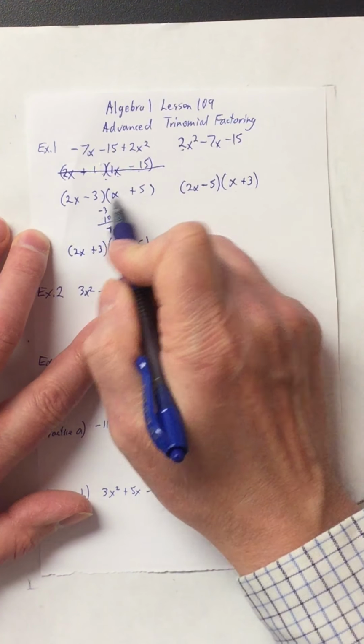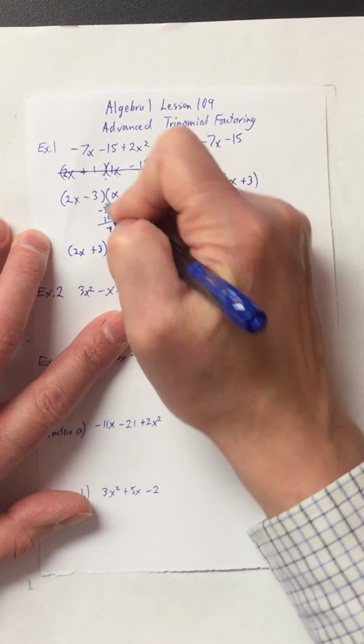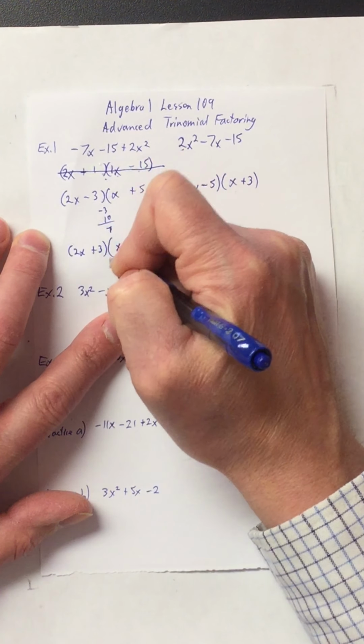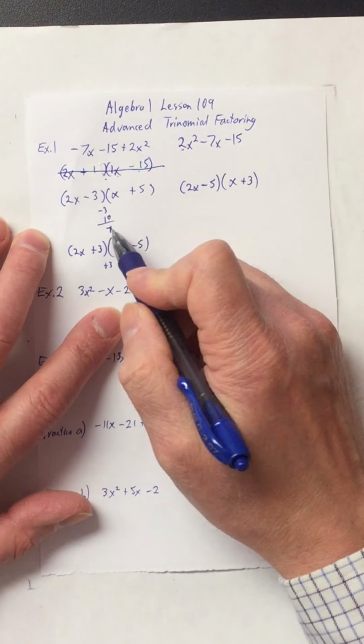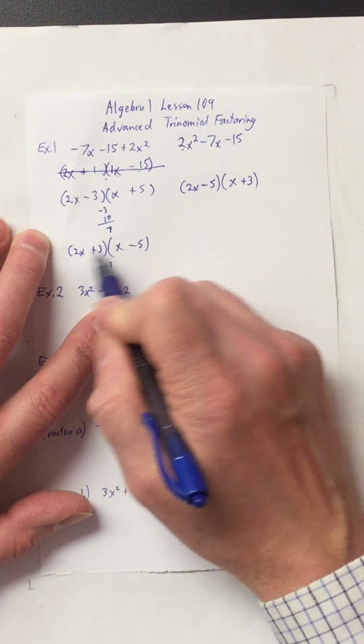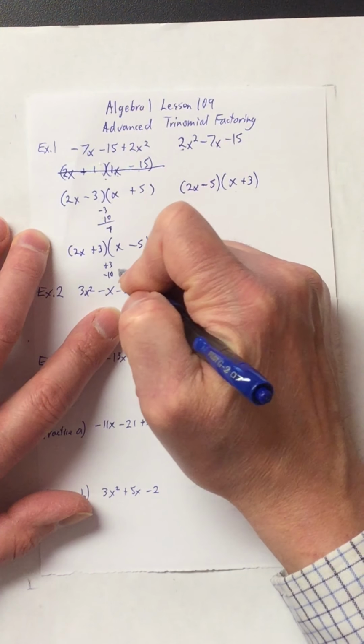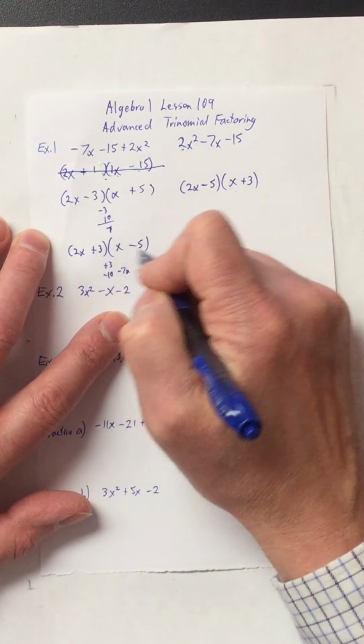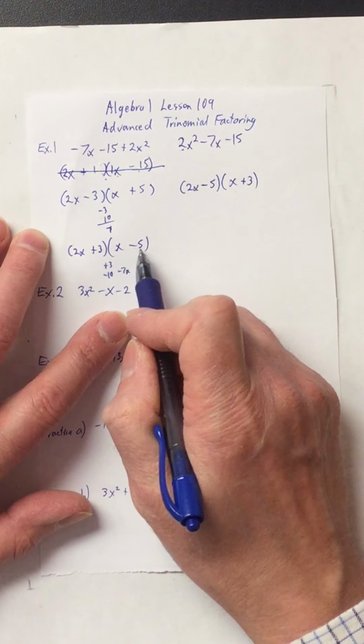What does that do for us? Well, we multiply these together. It gives us a positive 3 in the middle. If we multiply the outside, the 2 here, gives us a negative 10. So that gives us a negative 7x in the middle, and the other parts work. 3 times negative 5 is negative 15.